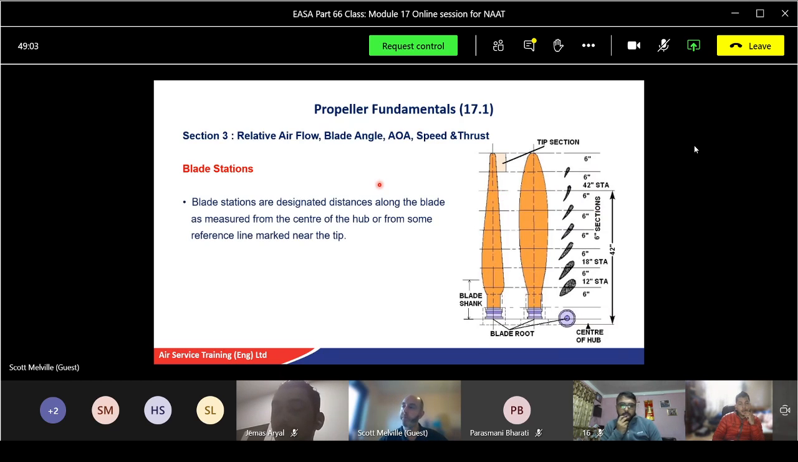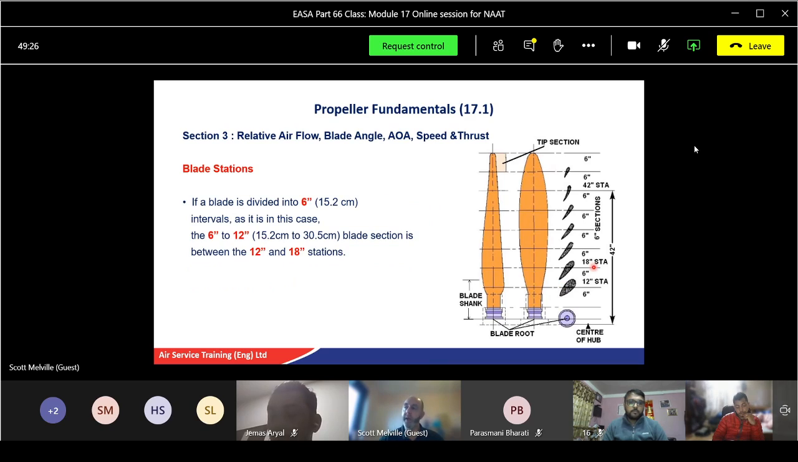So let's have a look. Blade station: designated distances along the blade, measured from the centre of the hub or from some reference line marked near the tip. The one I've got there is the station measured from the centre of the hub in this case. As I said, every 6 inches is classed as a station.